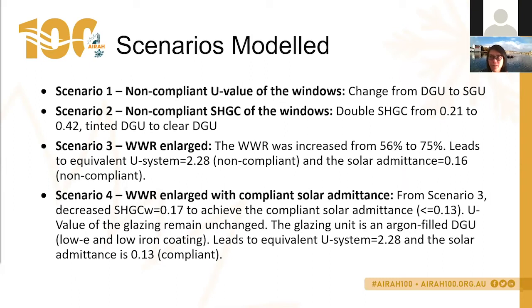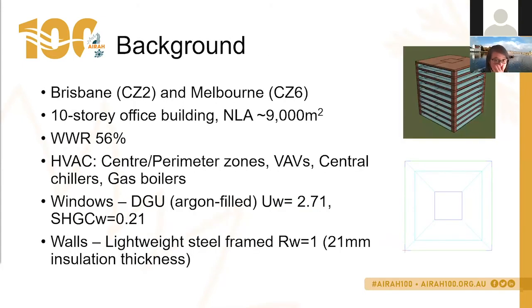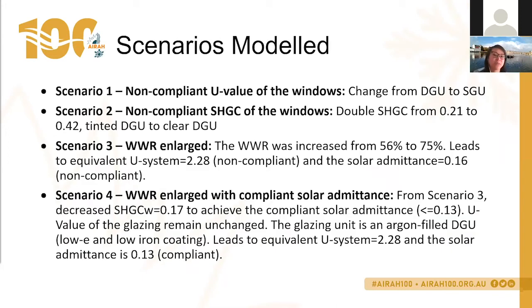So we just modeled a few scenarios just to see what the impact might be. Essentially, there are 4. One is we changed our window from a double glazed unit to a single glazed unit, going from our U value of 2.71 to a U value of about 5.7 on our single glazed unit. Then we looked at what if we change the solar heat gain coefficient of the windows. So we've doubled our solar heat gain coefficient from 0.21 to 0.42. Essentially, that's going from a tinted double glazed unit to a clear double glazed unit. Then in the third scenario, we looked at enlarging our window to wall ratio, so going from 56% to 75%.